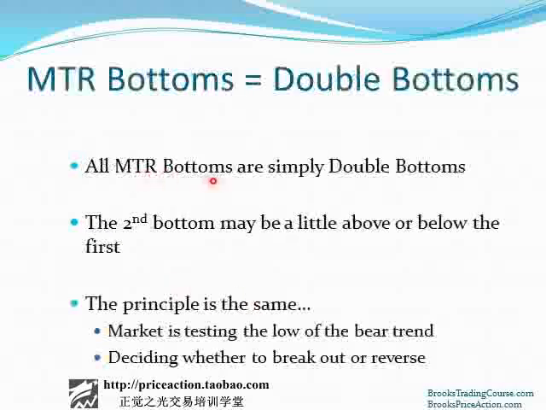All major trend reversal bottoms are simply double bottoms, and the second bottom may be a little bit above or a little bit below the first. It may be exactly the same as the first. The principle is the same as with the double bottom. The market is testing the low of the bear trend and then it's deciding whether it should break out and resume the bear trend or reverse.